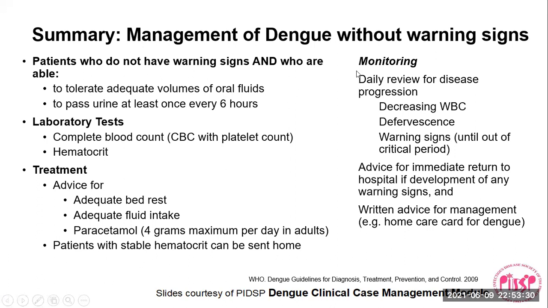The monitoring should be as follows. There should be a daily review of the disease progression. If there is decreasing WBC, defervescence, or the appearance of warning signs, you should advise the caregivers for immediate return to the hospital if development of any warning sign is noted, and a written advice for management or a home care card for dengue should be given to the patient as guide.